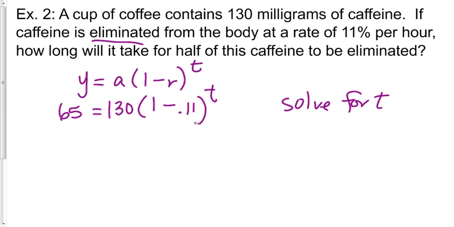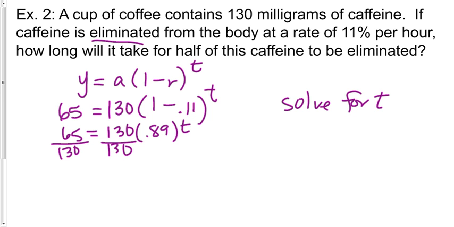First thing I'm going to do is simplify what I have in parentheses. So I have 65 equals 130 times 0.89 to the power of t. Now I'm going to divide each side by 130. And I get 0.5 equals 0.89 to the power of t. Now I can take the log of each side here to figure out what t is. If I take the log of each side, then remember I can bring t out in front, bring the power out in front. So this is what I have.